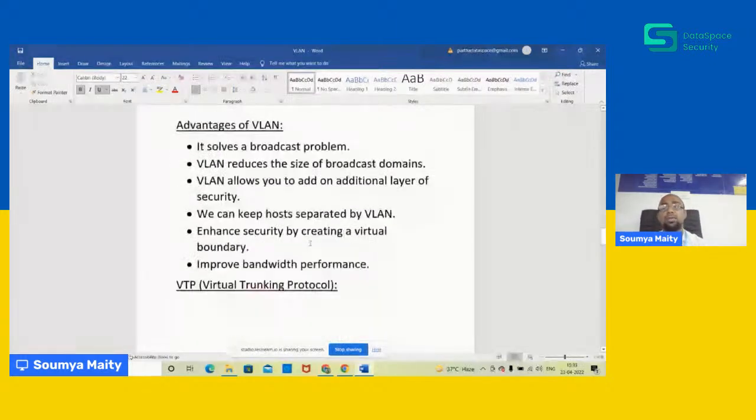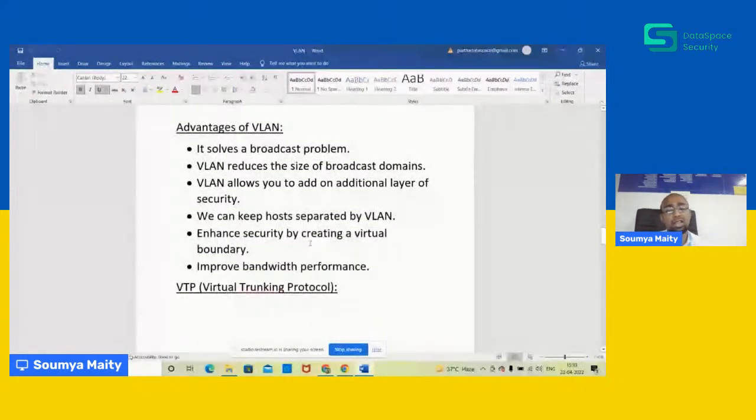Next, we will discuss the advantages of VLAN. So, what is the advantage of VLAN? First one is it solves a broadcast problem. Through VLAN, we can solve our broadcast. Next, VLAN reduces the size of broadcast domains. We can break the broadcast domains into smaller parts.